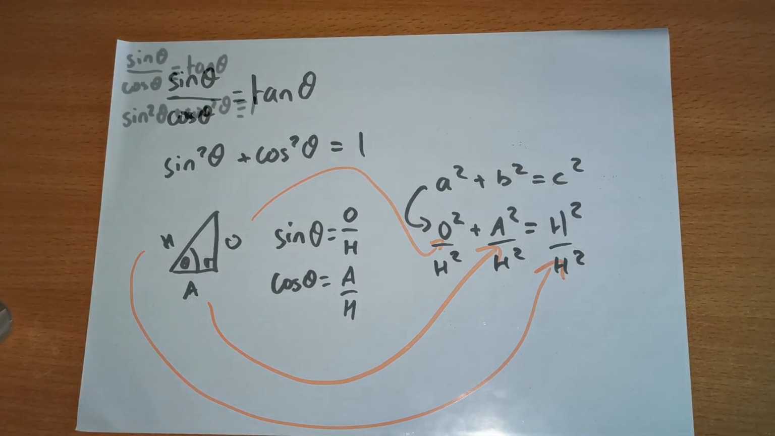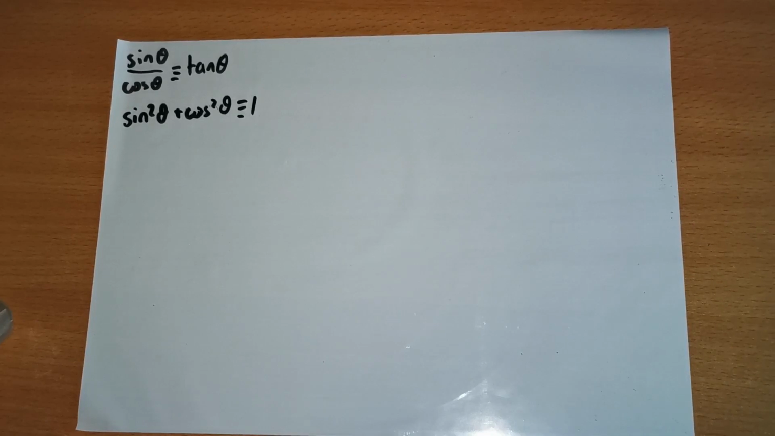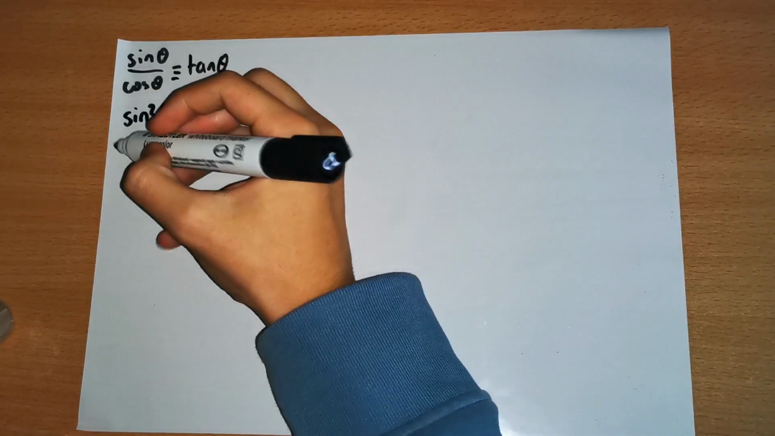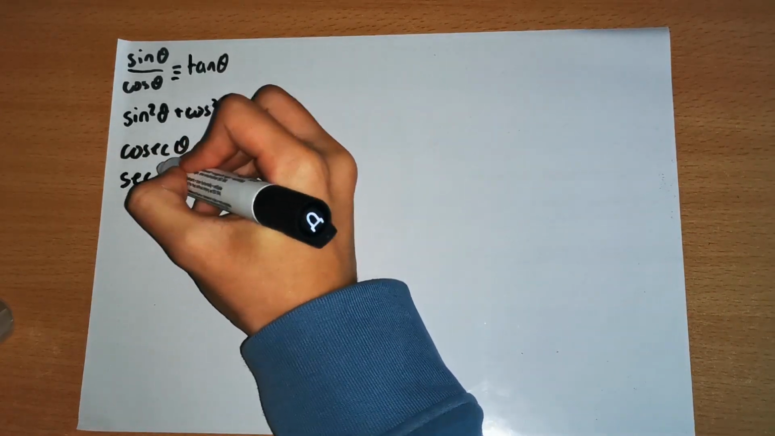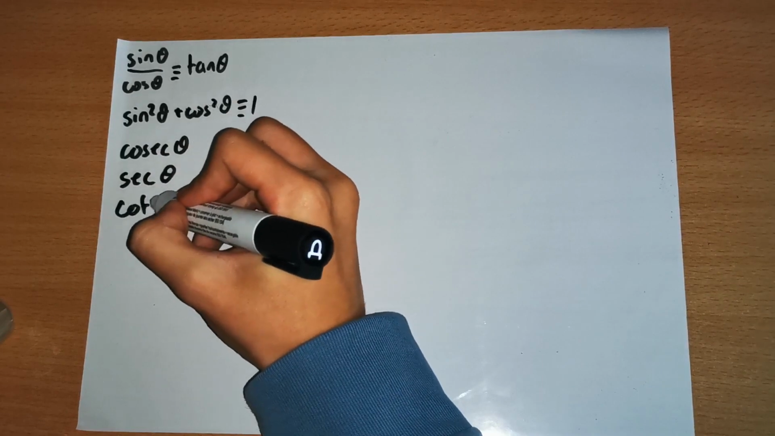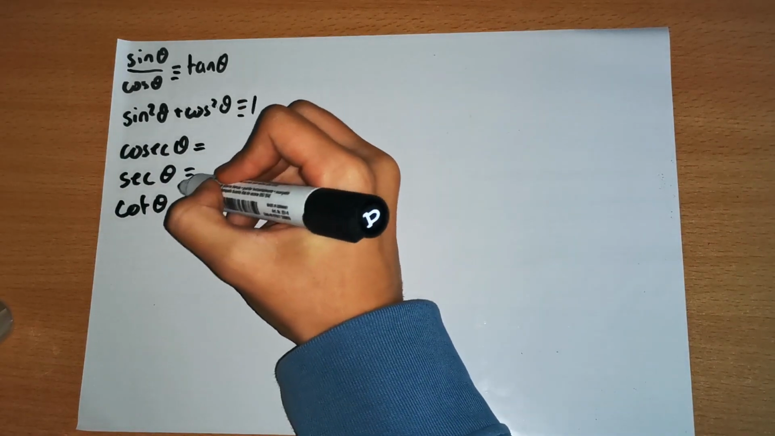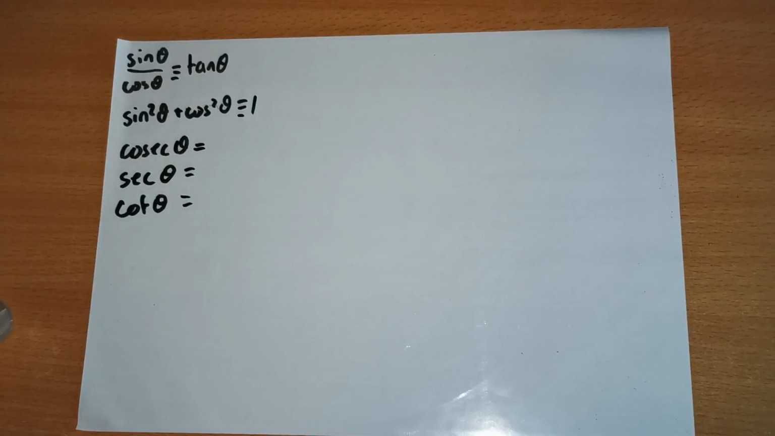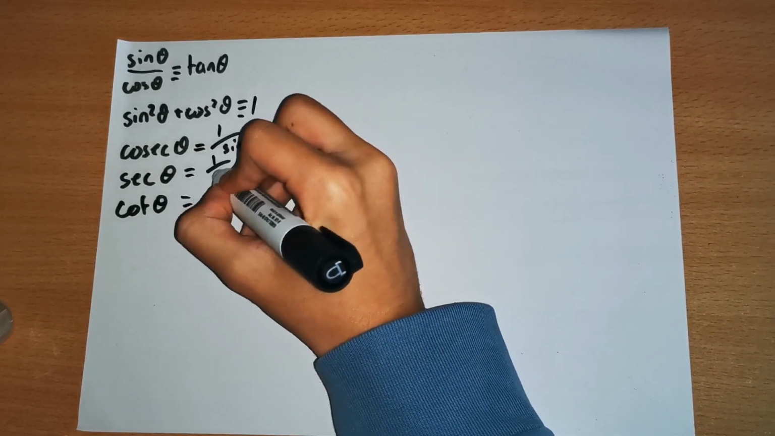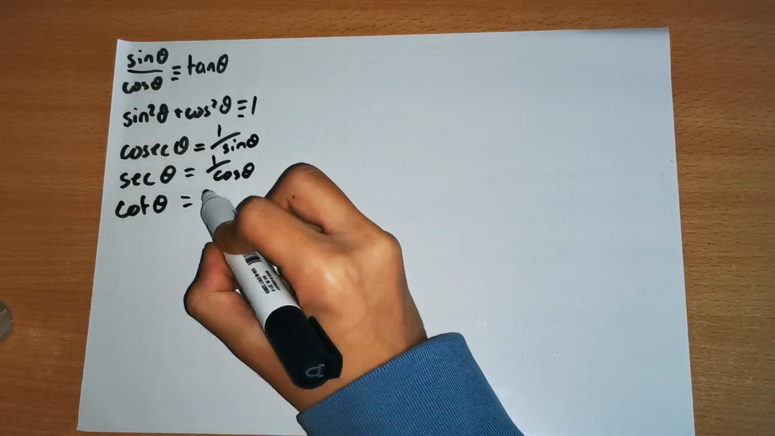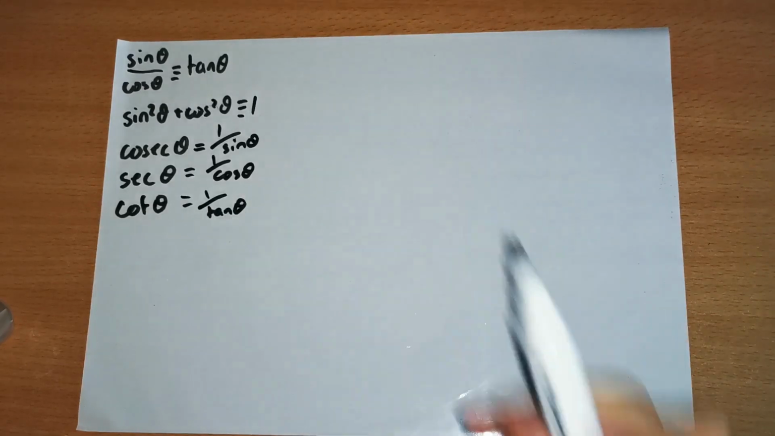Okay, so now for the ones that are new at A2, we have cosec theta, we have sec theta, and we have cot theta. And these are equal to the normal ones, sine, cos, and tan, but it's 1 divided by sine, cos, and tan. So cosec theta is equal to 1 over sine theta, sec theta is equal to 1 over cos theta, and cot theta is equal to 1 over tan theta.